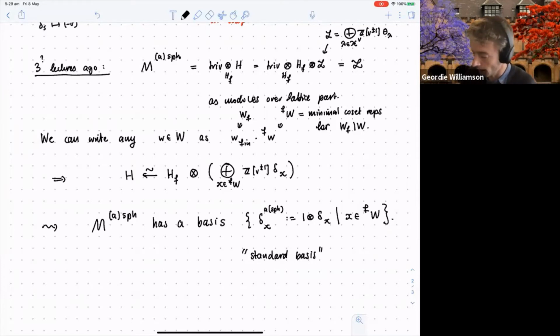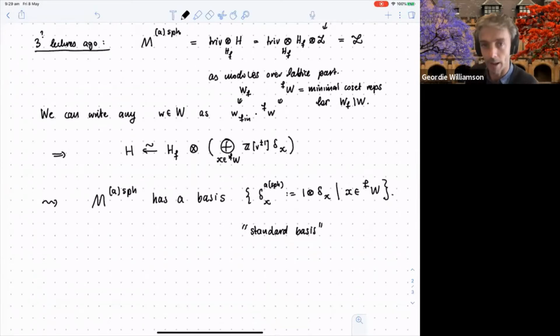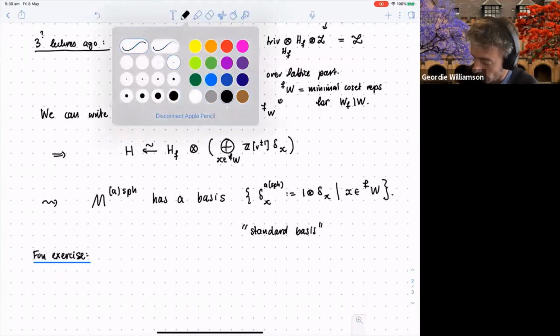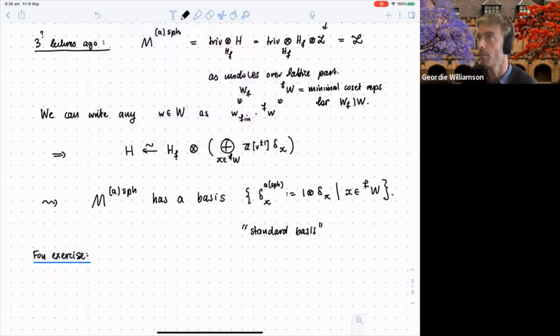So a fun exercise to do with this, well, it might depend on your definition of fun, but I find it amusing. And this is a particularly good exercise to do if you're not yet entirely happy with affine Weyl groups, etc. Compute the bijection.